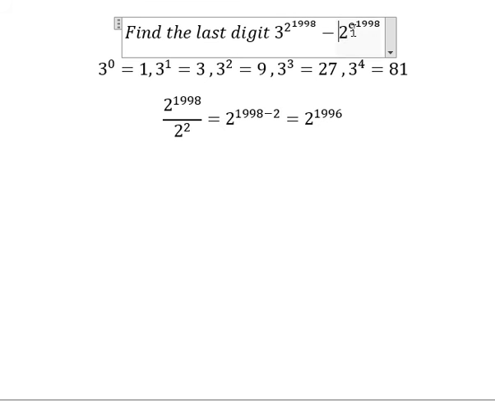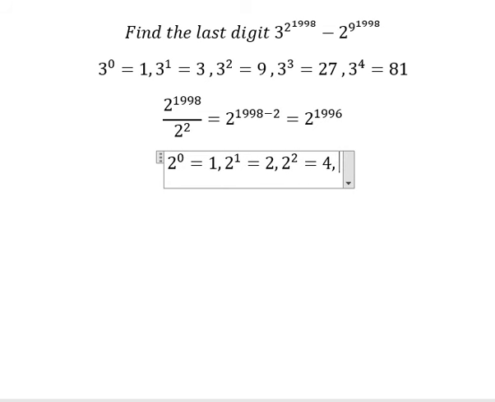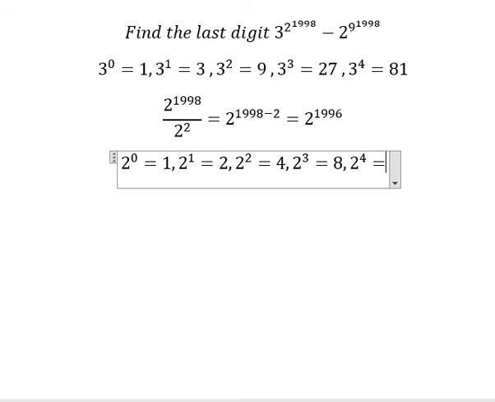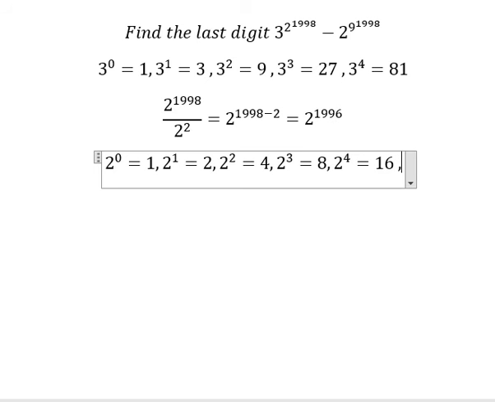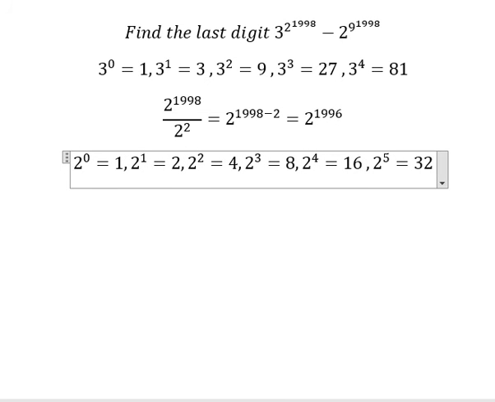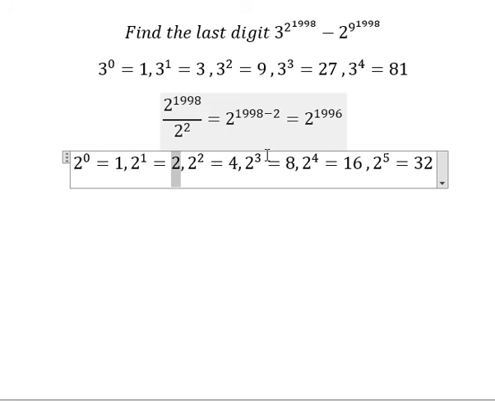Now let's go to this one. So we have 2 to the power of 0 we have number 1. 2 to the power of 1 is number 2. 2 to the power of 2 is number 4. 2 to the power of 3 is number 8. 4 is 16, and 2 to the power of 5 we have 32. So we see that they repeat number 2 again at number 1. So number 5 we have 32.